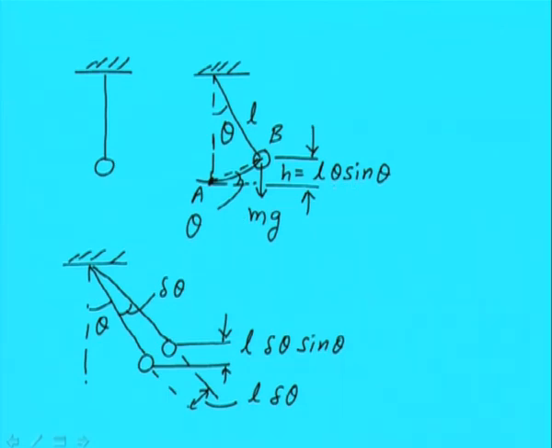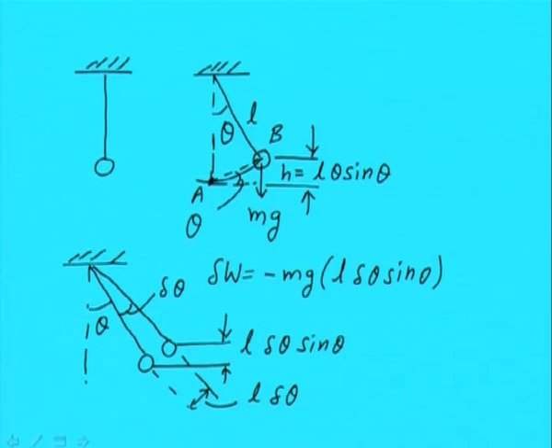Now we can write the virtual work. So virtual work will be, that is, the first term is mg. Mg is getting displacement of L delta theta sin theta. So from this position it is getting lifted to this particular position. So this is the virtual work done on that particular mass.